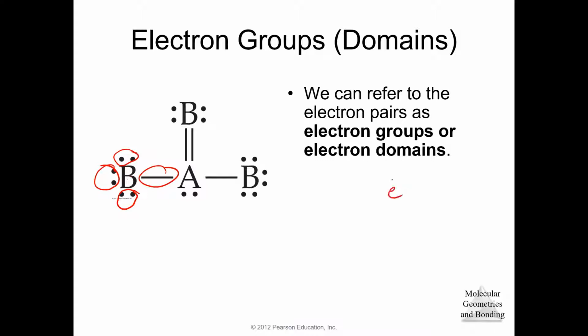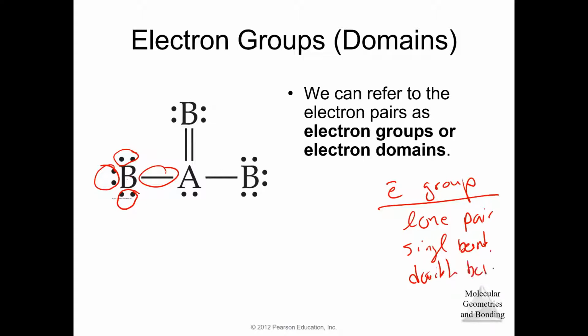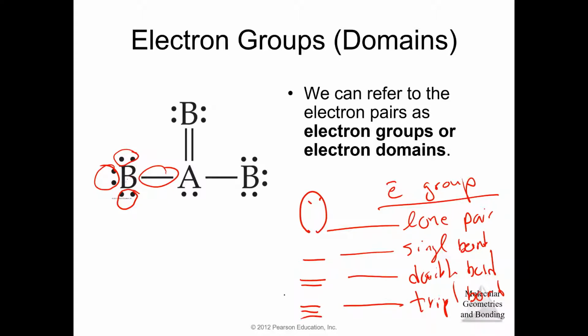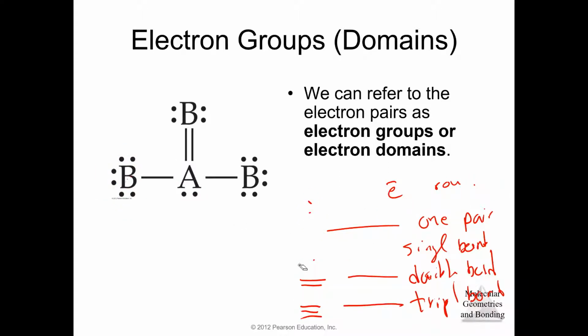So for electron group, it could be lone pair, single bond, double bond, triple bond. So here we can have lone pair, yes. For this one, single bond, double bond, triple bond. Each one of these counts as 1 electron group. Now, I'm going to ask you a question. How many electron groups do you have for this one? 3. Everybody see that?